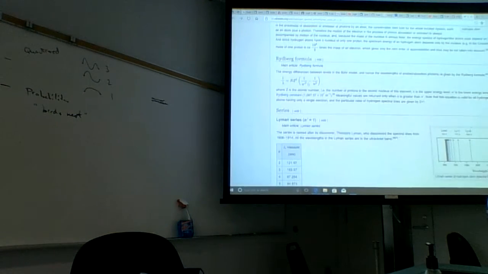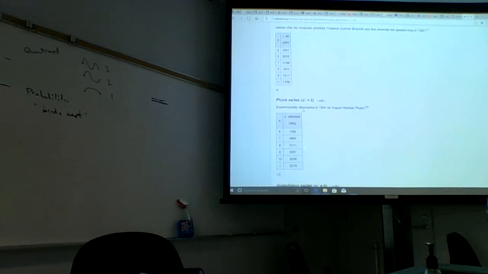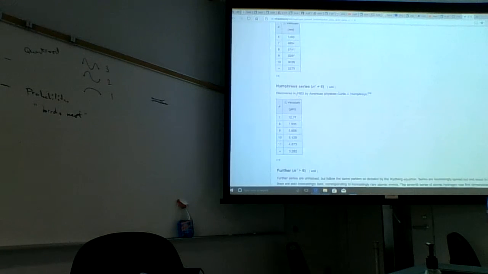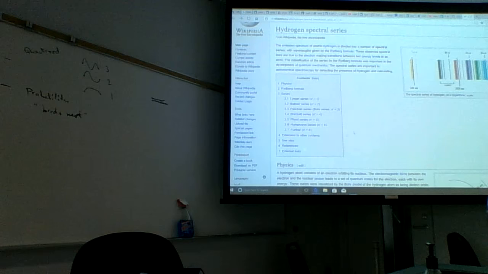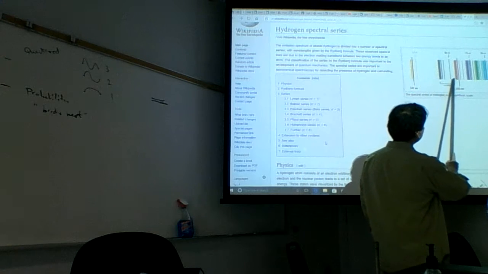You don't need to know the names for any of these series. Lyman, Balmer is the visible. Paschen series is infrared. So we have the Paschen series here. They don't give us the spectrum. You can see a composite here. It depends on who studied what part of the spectrum. But these are all the lines in the hydrogen spectrum.